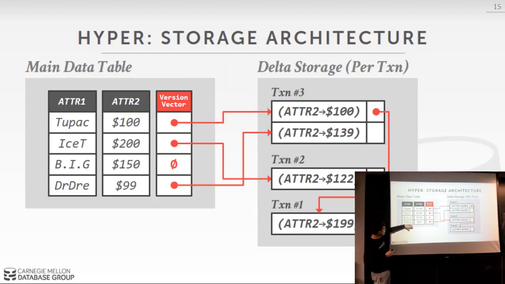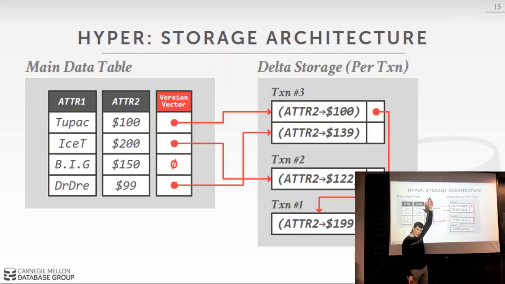As I said, it's a column store, so every single attribute is stored contiguously in a block of memory. And then they're going to have a separate column called the version vector that is going to have pointers to the older versions of a particular logical tuple. But one difference from the high-level example we talked about before is that the rollback segments or the undo buffers for the delta records are being organized on a per-transaction basis.